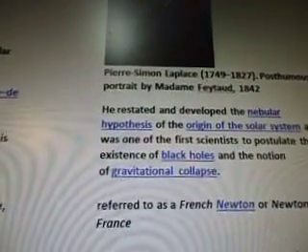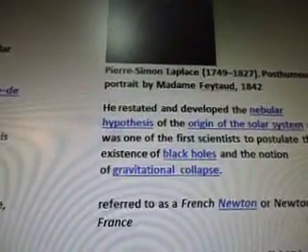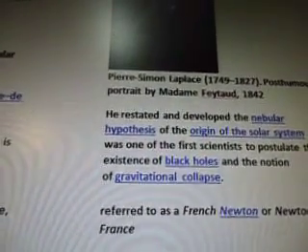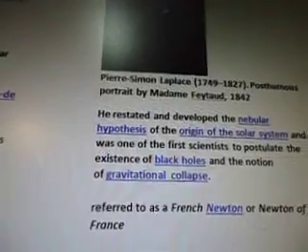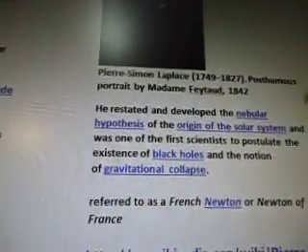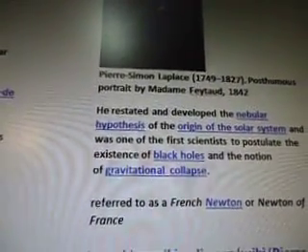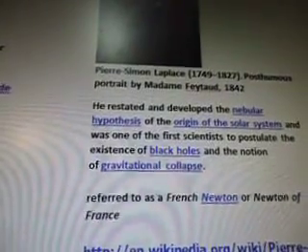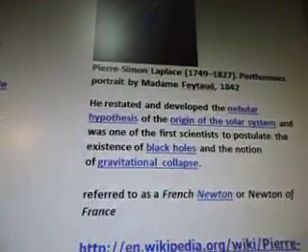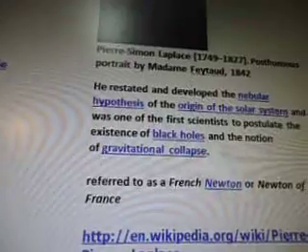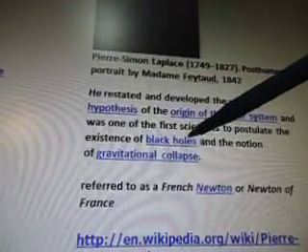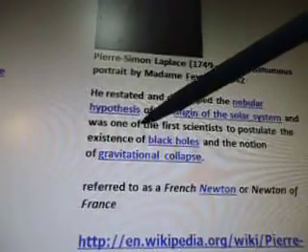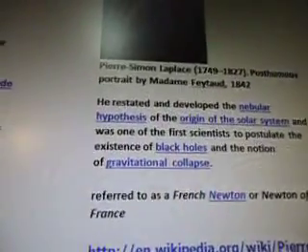Although CERN is saying that they're coming close to their Big Bang theory, or proving how particles originated in the first place, for dark matter and stuff. So we're getting there. And he was one of the first scientists to postulate the existence of black holes and the notion of gravitational collapse. So he's one of the first guys that wrote about the fact that he believed there were black holes in the universe.